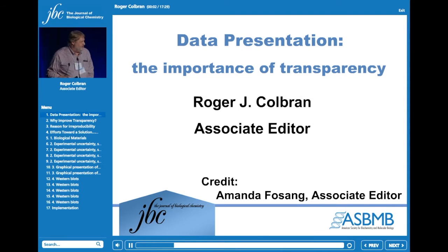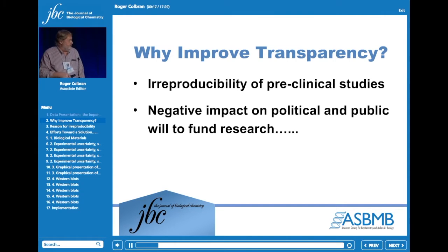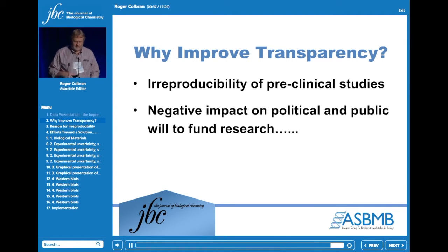This is an effort that's been ongoing. I've been taking a lead on this with Mandy Fosang, who couldn't be here today, but we've put this together in association with all the other associate editors. So, as Fred said, we want to improve overall transparency of what's appearing in the journal so that all these issues are not a problem with our papers, to avoid these issues of irreproducibility and avoid this fallout that happens in political circles and public circles and perhaps affects how sympathetic they are to funders.